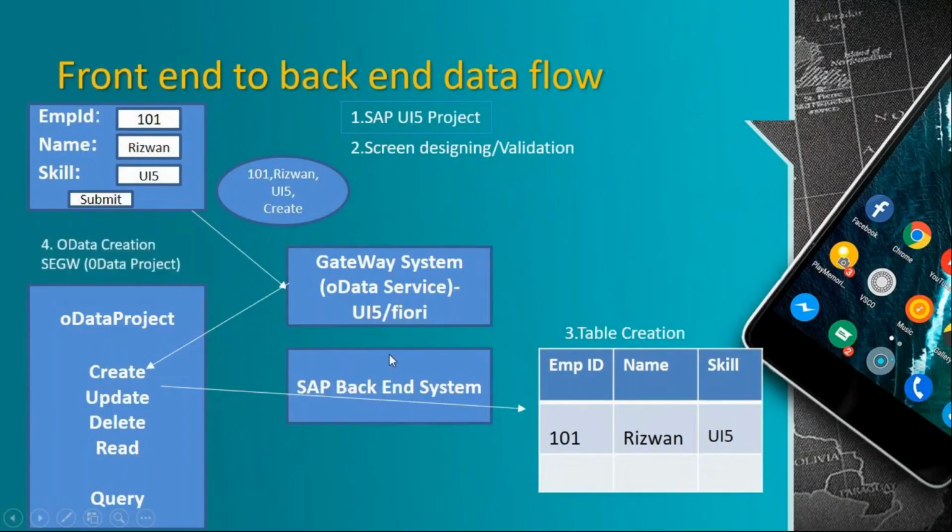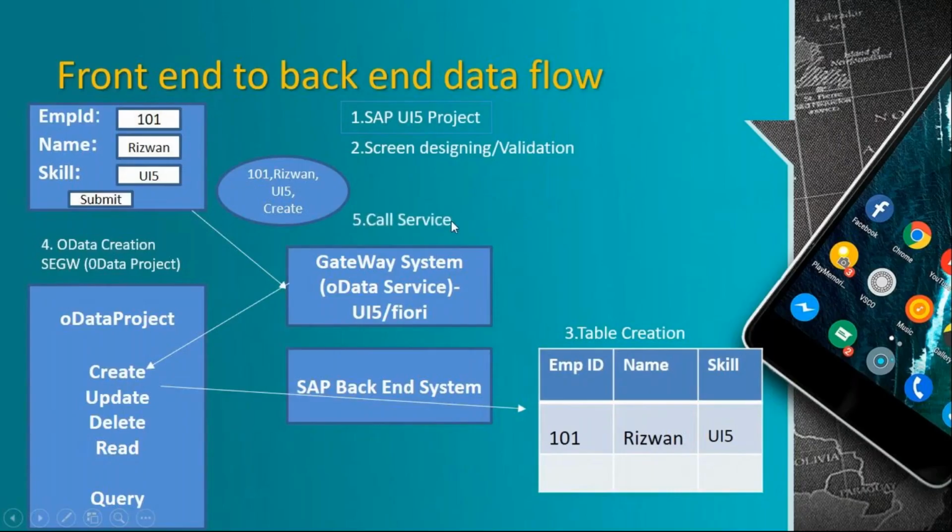Step number four, on these table or tables, you will create an OData project first of all in the ABAP system by going to the SEGW T code in this system. The OData project gives the provision to implement all the CRUD operations, create, read, update, delete, query, on the multiple tables or table, whatever. And the outcome of the OData project is an OData service. This OData service you will deploy in the SAP gateway system. That is step number four.